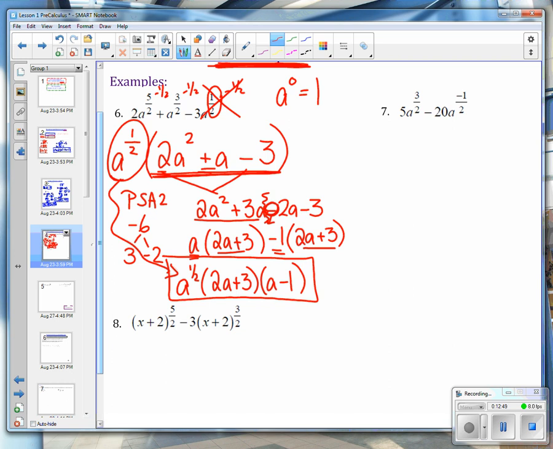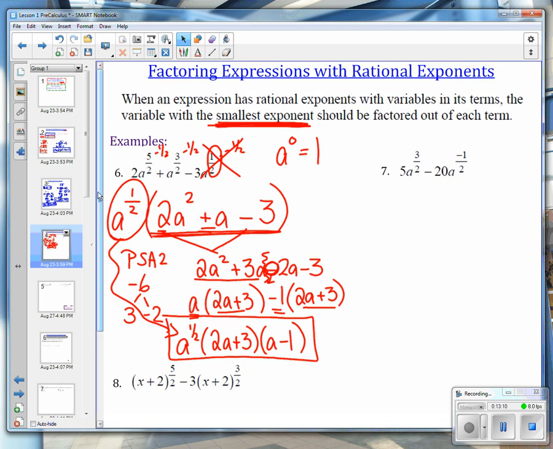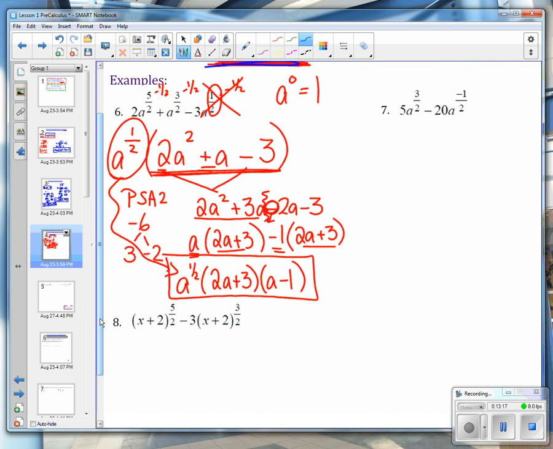So a little bit more of a pain, just because there's some more steps that we need to think about with that PSA2. Let's take a look at number 7, because again, I don't want you to lose sight of what we're actually trying to accomplish here. We're factoring when I've got a fraction in my exponent. So again, you want to think, okay, how do I get rid of that? What's that rule? Remember, we go up, the smallest exponent should be factored out of every term. Okay, so let's take a look at number 7.